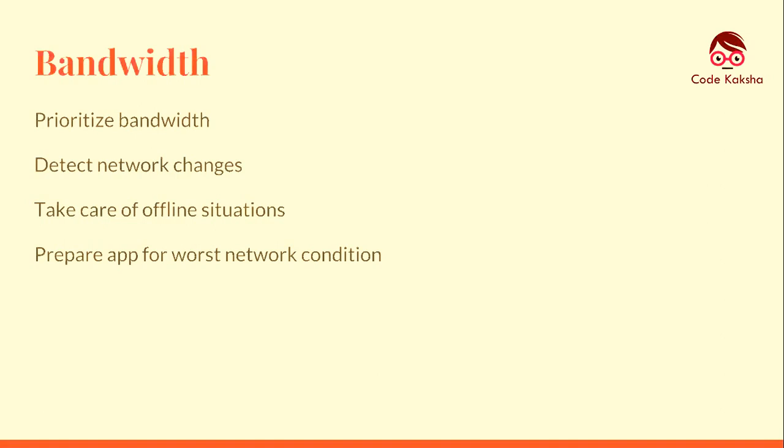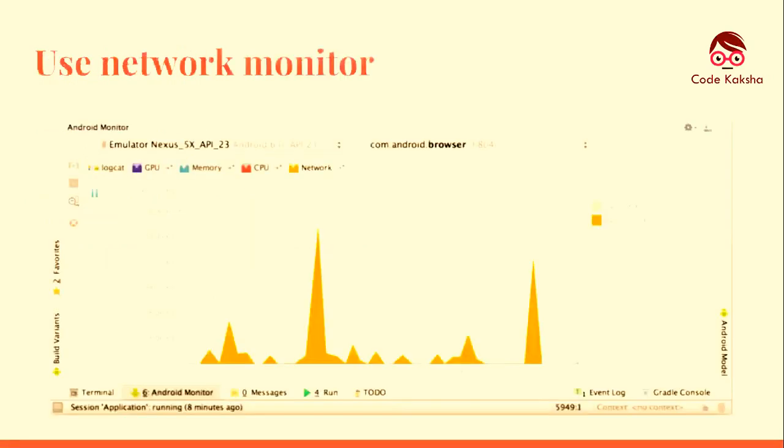Prepare the app for worst network conditions. Yes, you should not assume that the network on your user's device will always be good. You should design your app assuming that your users are going into worst network conditions, in offline situations, in intermittent network connectivity, and so on. And you should design your app according to that.